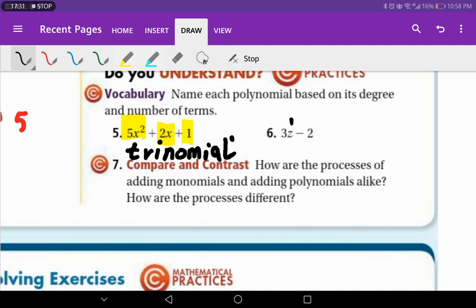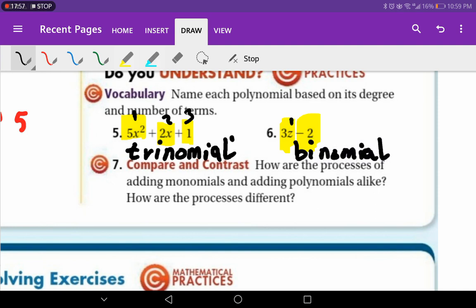So this trinomial has 3 terms: 1, 2, 3 terms. Okay, so it is a trinomial. That means this polynomial holds 3 terms. And this polynomial, my dear student, how many terms does it hold? It is 2, so it is a binomial.